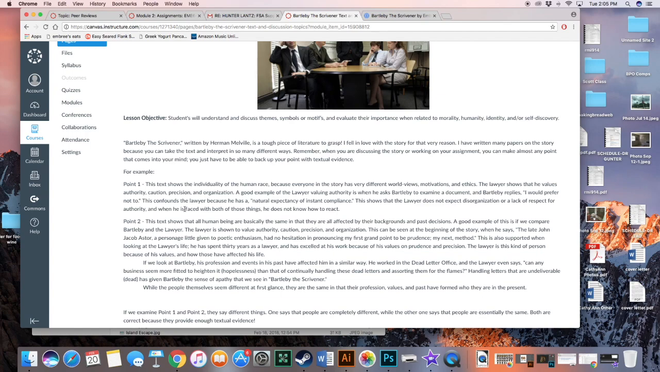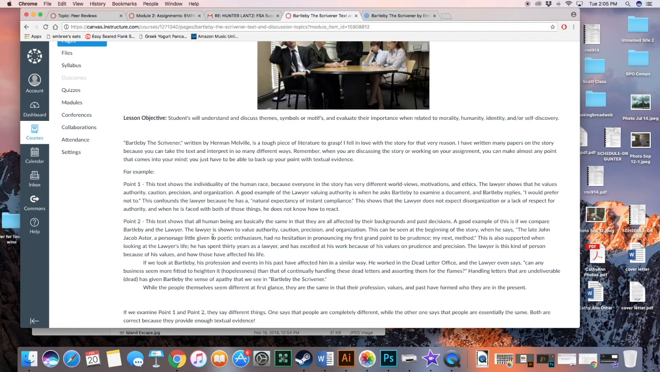A good example of this is if we compare Bartleby and the lawyer. The lawyer is shown to have value in authority, caution, precision, and organization. This can be seen at the beginning of the story when he says, "The late John Jacob Astor, a personage little given to poetic enthusiasm, has no hesitation in pronouncing my first grand point to be prudence, my next method." So it's very lawyer-y sounding. This is also supported when looking at the lawyer's life. He has spent 30 years as a lawyer and has excelled at his work because of his values in prudence and precision. The lawyer is this kind of person because of his values and how those have affected his life. That's just a little closing statement.